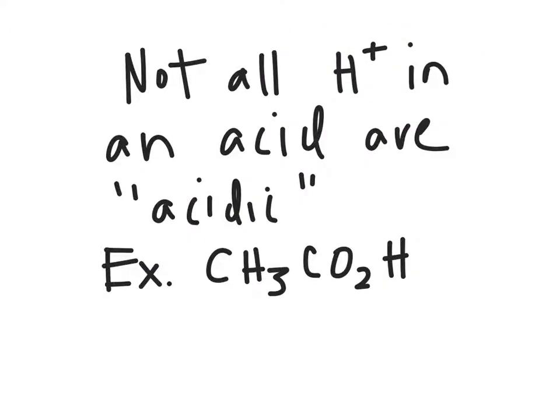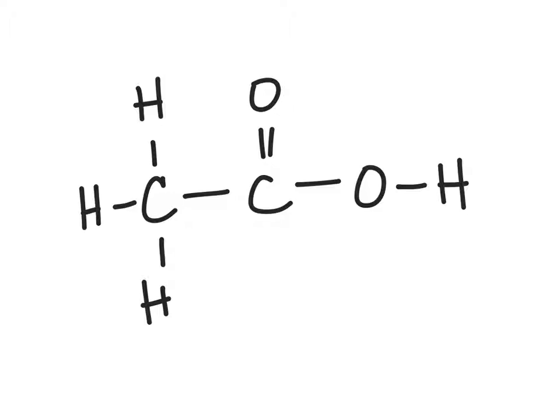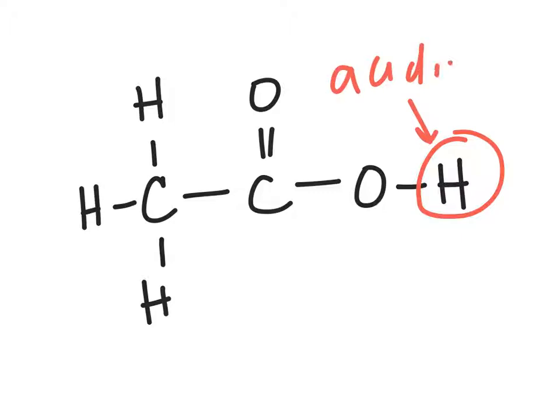It also turns out that when you have a molecule that has hydrogens in it, not all of the H+ in the acid are acidic. Let's take acetic acid as our example, the one that we looked at in the electrolyte video. If I were to take acetic acid and draw a structure, it would look like this. The only hydrogen out of the 4 hydrogens in this molecule that is acidic is this one. We call that an acidic hydrogen.